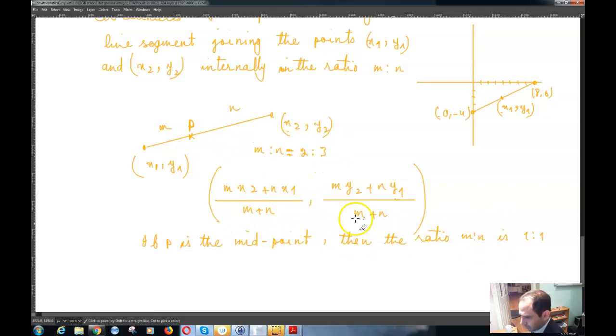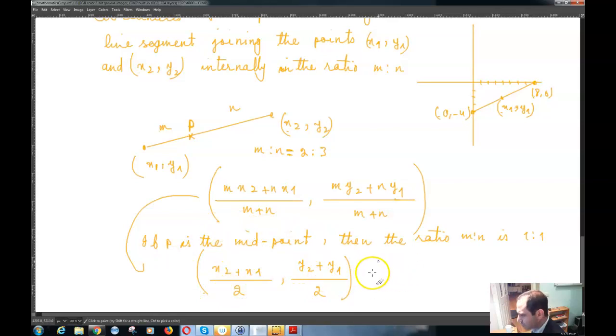So if the ratio is 1 to 1, then this formula becomes (x2 + x1) over (1 + 1), which is 2, and over here you will have (y2 + y1) over 2. That is, I suppose, called the midpoint formula, or at least I think it's called that.